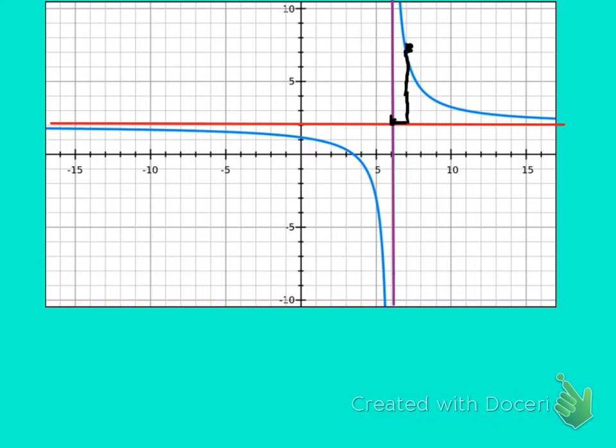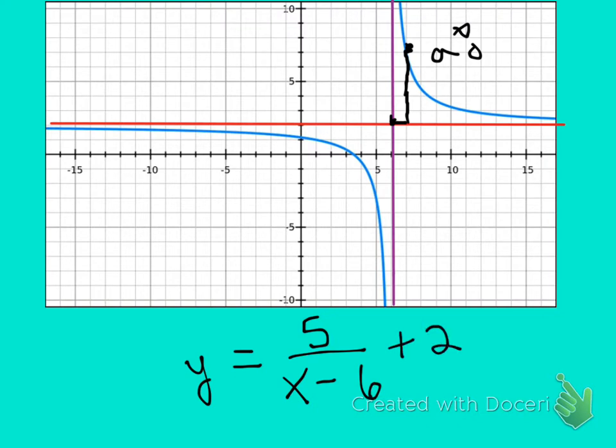Well, guess what, you guys? That's your a value. So my equation is simply going to be y equals my a value, in this case, 5, divided by x minus my vertical asymptote, which was 6. And then my horizontal asymptote is on the outside. Well, it's plus 2. We just got the same exact answer in a fraction of the time. Yes, it's valid for you to use this method. Now let's do a couple more examples to make sure that we got it.